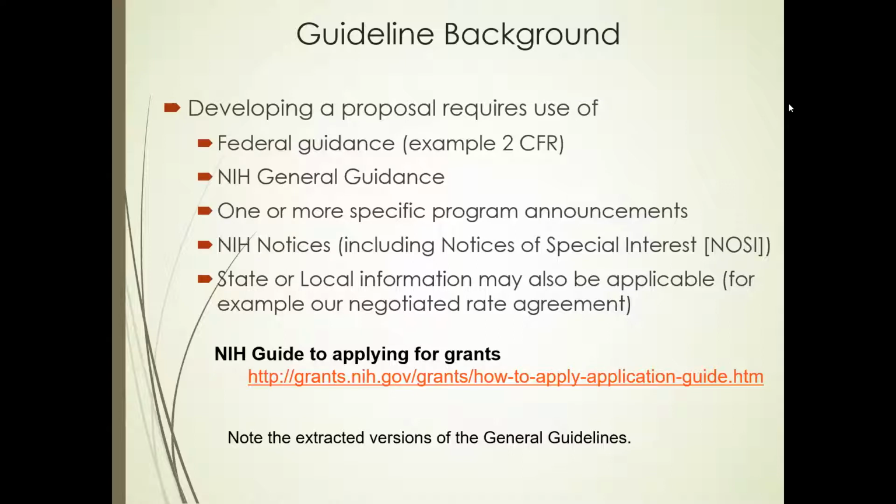The general guidelines aren't the only thing that you have to use as you prepare the proposals that you're working on. There's federal guidance. 2 CFR is the main one that has all your federal cost principles in it. You usually will have a specific program announcement that you're applying to, like a parent number or something like that. You can also be impacted by state or local information, especially if you've got state agencies involved in the proposal work with you. Another example would be that we use our negotiated rate agreement, which is particular to the University of Oklahoma.